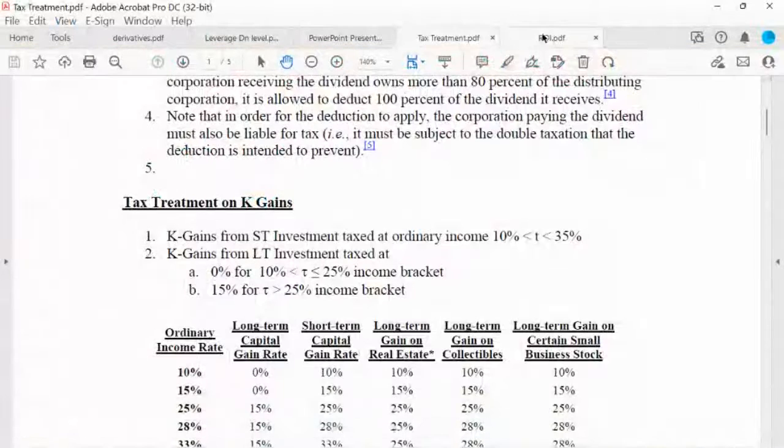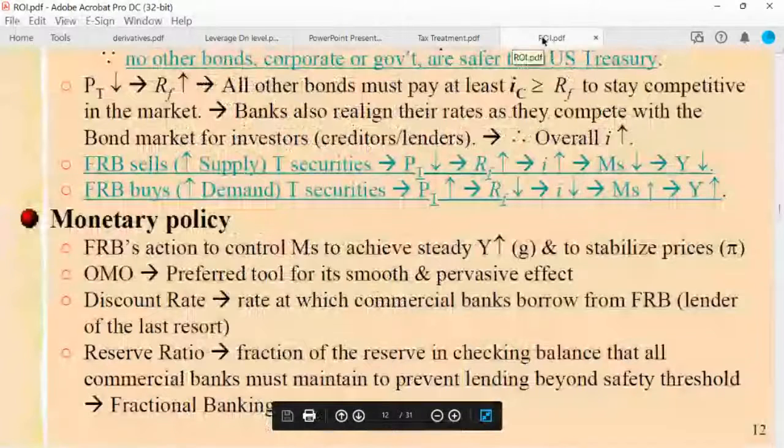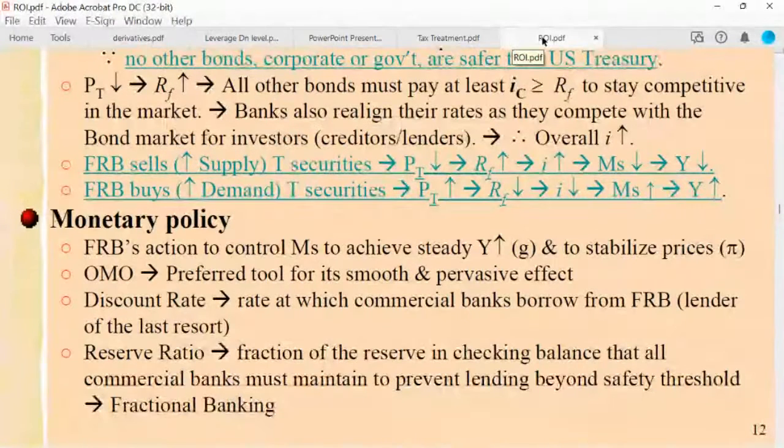It's common sense. When supply increases, right, price will have to drop. So one way they can do this is by selling more Treasury securities. If the Federal Reserve sells more Treasury securities, that increases the supply. When the supply increases, the price will fall. And as the price falls, risk-free return goes up, overall interest rate in the economy goes up.